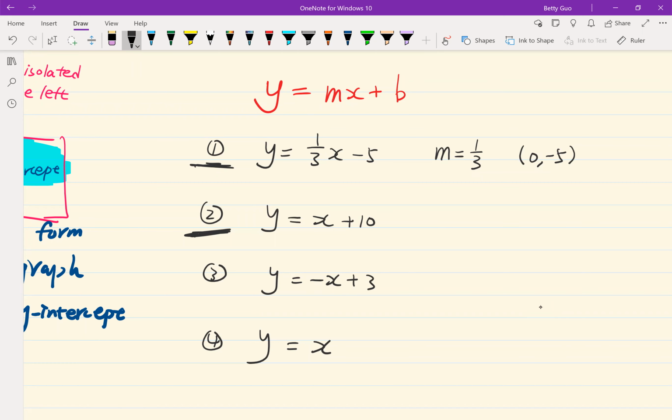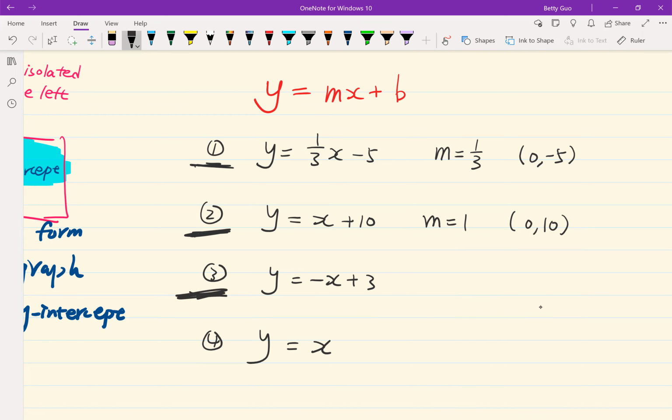Okay, tell me what's the slope? 1. Did you see that, everybody? Okay. What's the y-intercept? 0, comma 10. Are you guys with me? Y-intercept is 0, comma 10, right? Very good. Let's see number 3.